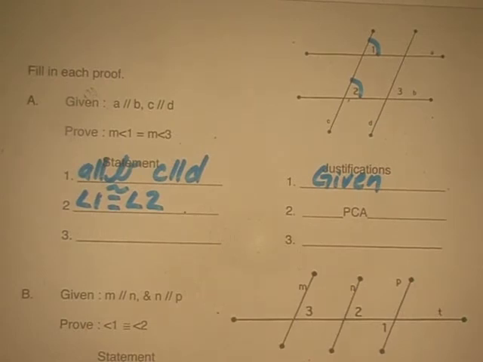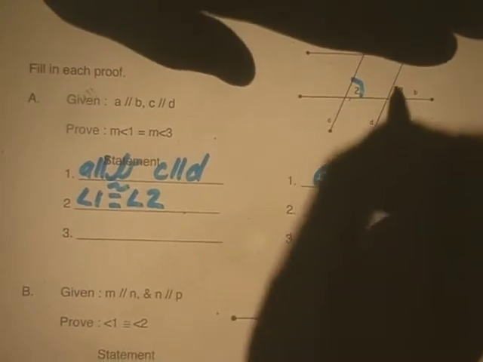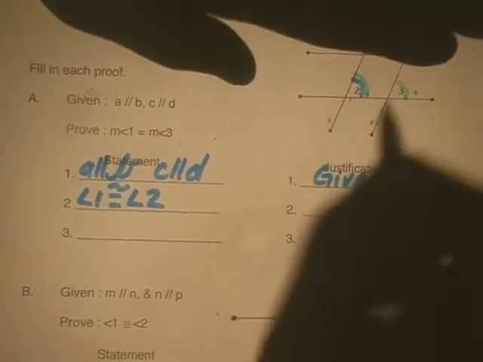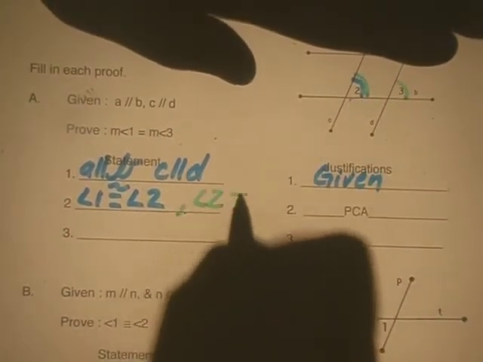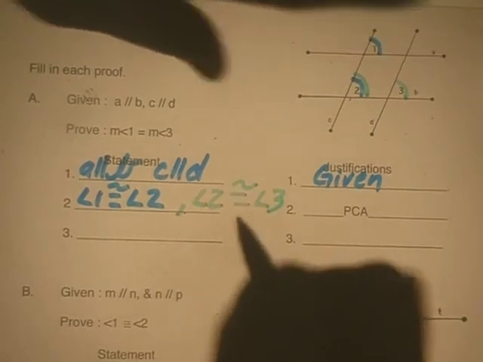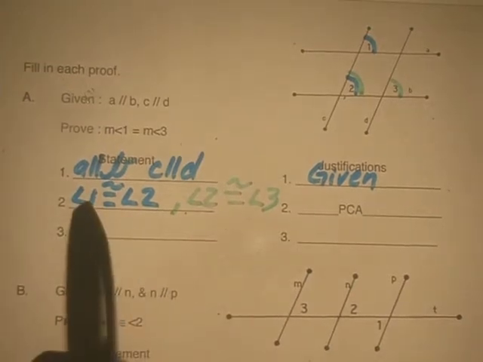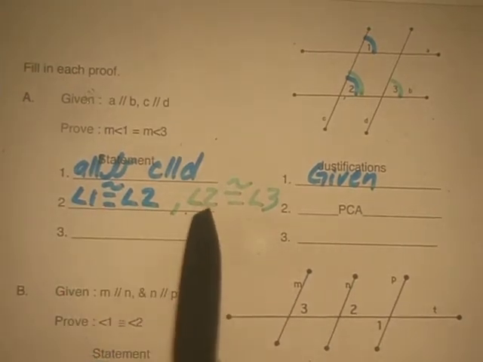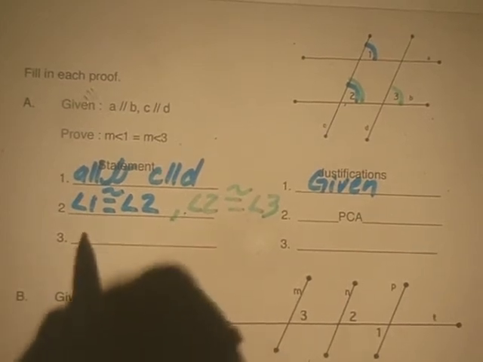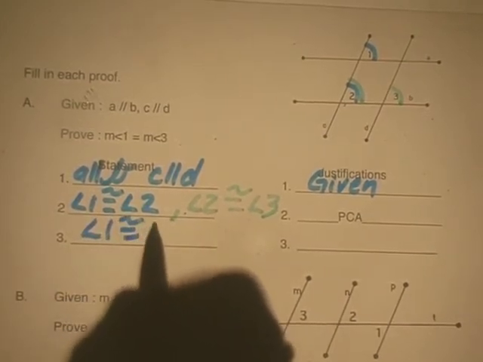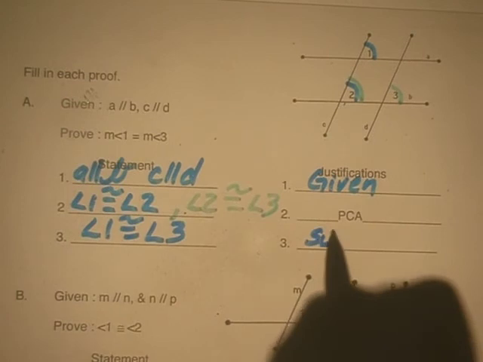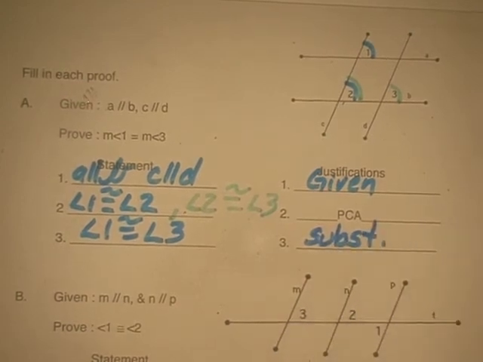And if we look at the other transversal, we can say angle 2 is congruent to angle 3. Both of those are by parallel lines corresponding angles. And now since 1 is congruent to 2, 2 is congruent to 3, we can say angle 1 is congruent to angle 3 by substitution.